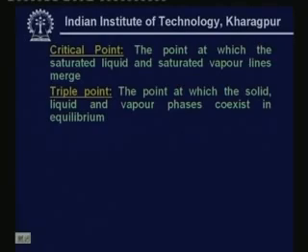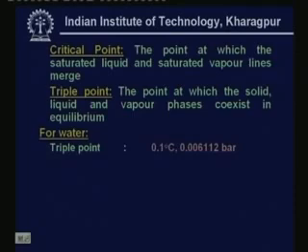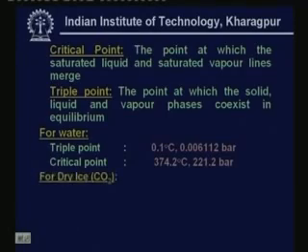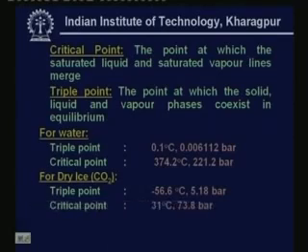Let me give some typical values of critical point and triple point for water. For water, the triple point is 0.1 degree centigrade, and the pressure at triple point is 0.006112 bar, and its critical point is at 374.2 degree centigrade, and the pressure at critical point is 221.2 bar. And for carbon dioxide or dry ice, the triple point is minus 56.6 degrees centigrade, and the pressure at triple point is 5.18 bar, and the critical point is 31 degrees centigrade and 73.8 bar.